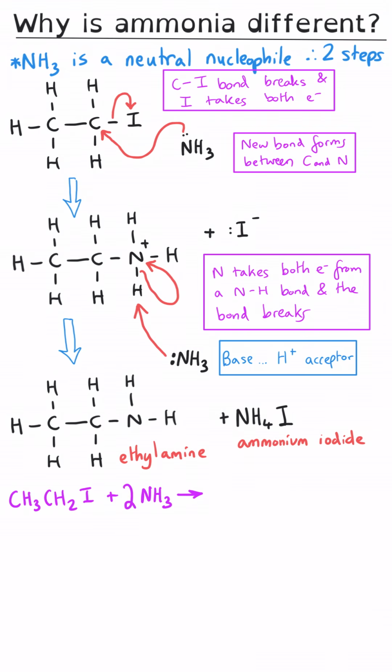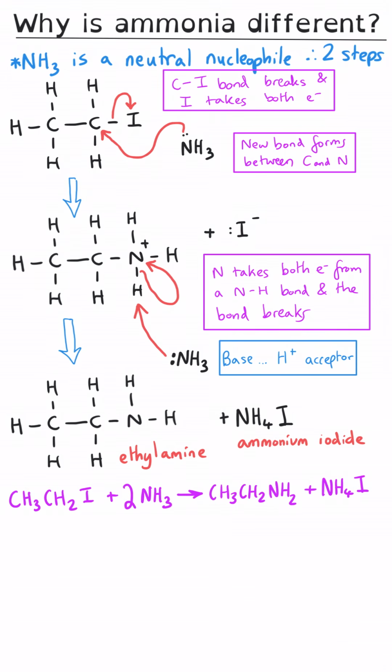And this means that when we write the chemical equation for what's happening, we need to use 2 ammonia molecules overall. One of those ammonia molecules acts as a nucleophile and substitutes out the halide ion, and the other molecule acts as a base and accepts the proton and then forms ammonium iodide.